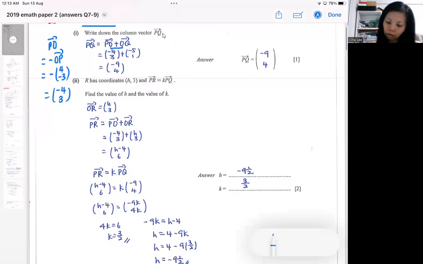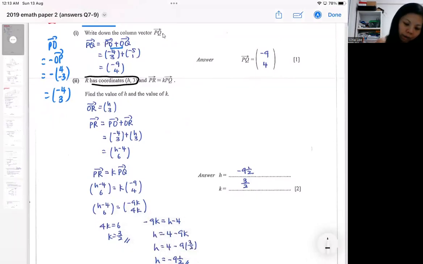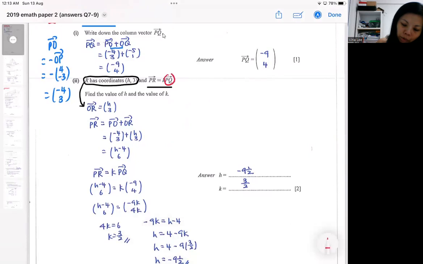Then subsequently, we move on to the next part. They gave another coordinate again. Even though this coordinate has an unknown, you can still convert it to a position vector. And they gave you a relationship: PR is equal to k PQ. When you see such a relationship, you should make use of the PQ that you already found. So they are leading you on. That's the reason why they ask you to find PQ.